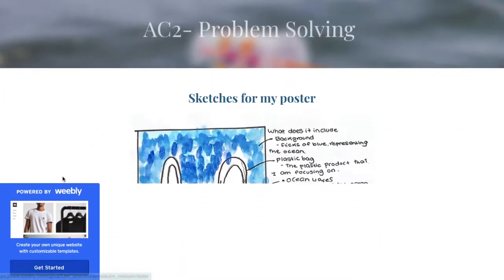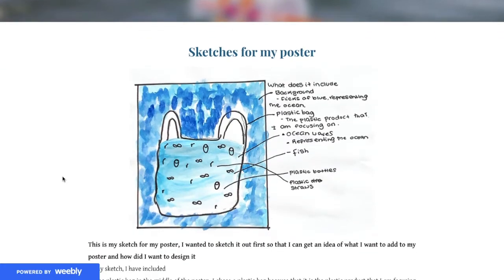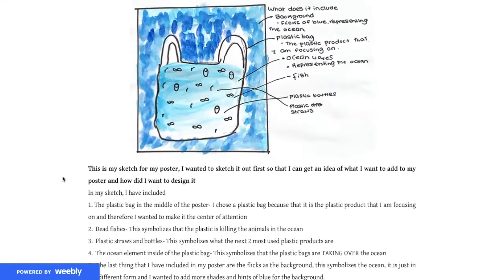For this one I've included my sketch. This is kind of like a little rough draft of what I want my poster to look like. So what does it include? My background, my plastic bag, my ocean waves, things inside of the plastic bag, and what does everything represent, and why is everything important.